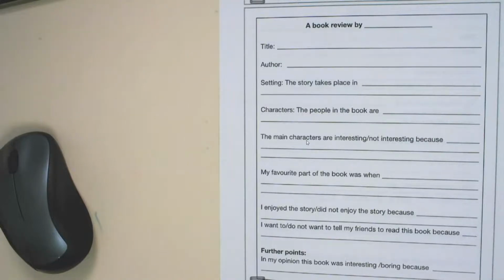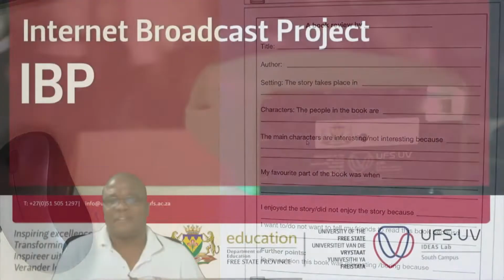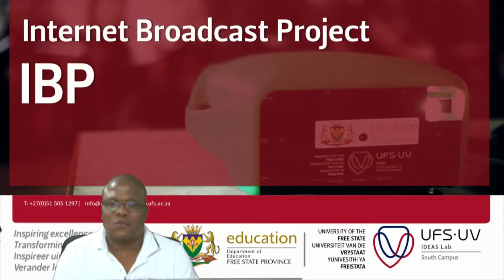You see, I'm trying to project this so that you see that although the frames might be slightly different, when you look at the contents of the frame, they talk about the same thing. What I'm trying to emphasize here is that even us, if we write about the same book, the two of us, we need to be relevant in terms of the facts as they are contained in the book. My favorite part of the book was when. We spoke about that one, and it's also here in this book. I enjoyed the story. Did not enjoy the story because, you see, there is a slight difference in terms of how the frames are structured, but they are talking about the same thing. That is what is important.